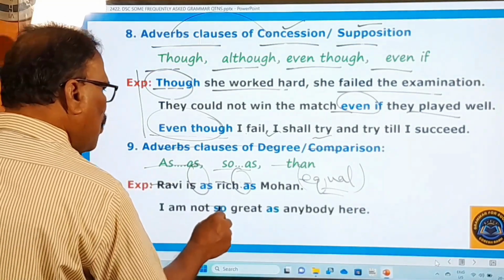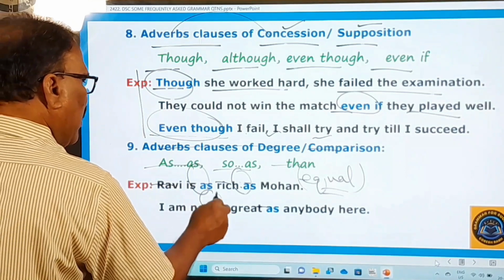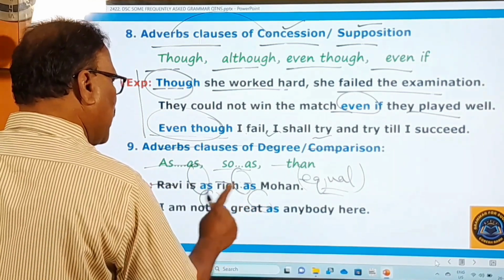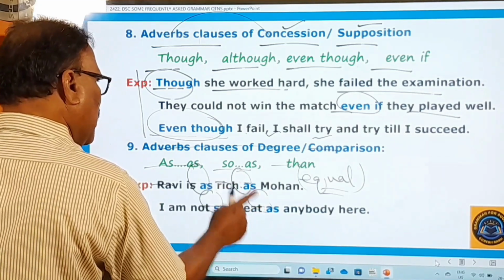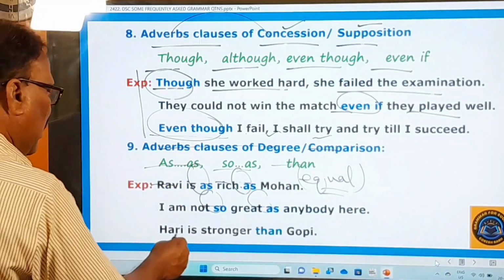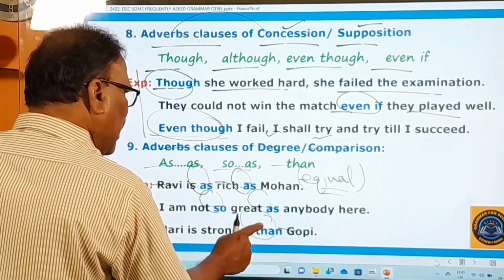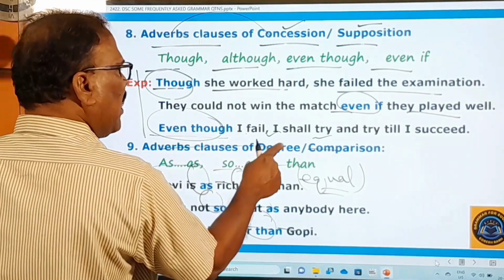I am not so great as anybody else here. Okay, so and as. This conjunction, so dash dash as, means so as. This conjunction also is a subordinating conjunction. It introduces an adverb clause of degree or comparison. And the next, Hari is stronger than Gopi. So than is a subordinating conjunction introducing adverb clause of degree or comparison.